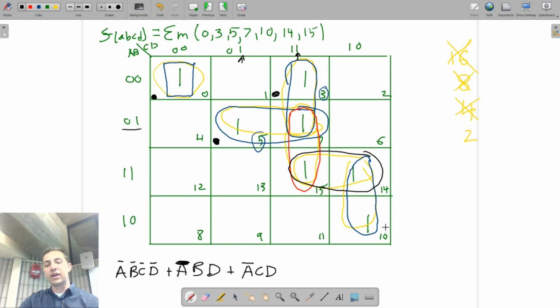All right, let's also now look at this one, 10 and 14. Somebody volunteer the entire term for me. Cell 14 and 10. Yes? B, C, D. I think you have the right literals, but maybe not the right status of those literals.